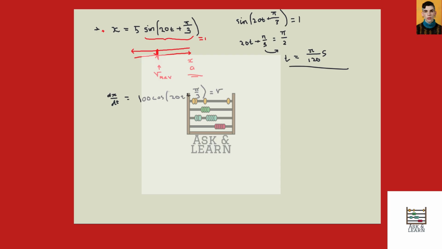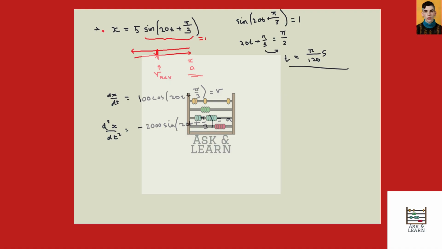But remembering that we want the acceleration, this is another derivative of this, so the rate of change of velocity, so d²x/dt², and remembering again the chain rule, so 100 times 20, so 2000. Remembering that cosine differentiates to negative sine, so we need to include the negative here. Negative sine(20t + pi/3) is equal to the acceleration.